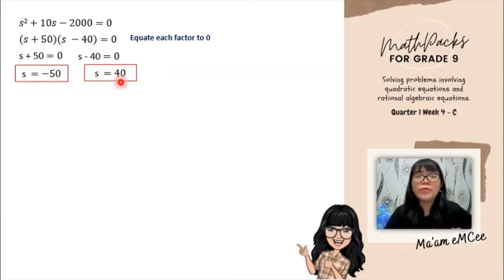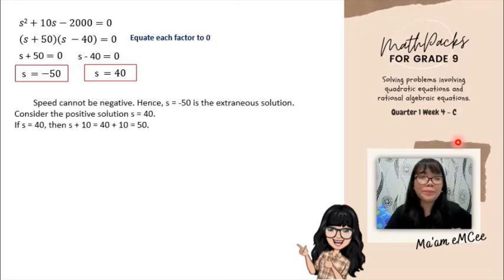So we have two solutions for our quadratic equation. That is s is equal to negative 50 and s is equal to positive 40. Now, speed again cannot be negative. Hence, s is equal to negative 50 is an extraneous solution. So we cannot include s is equal to negative 50 because s here is the speed of the track. So the speed of the track cannot be negative 50. So we will be considering only the positive solution, which is 40. So s is equal to 40. So this is the speed of the track.